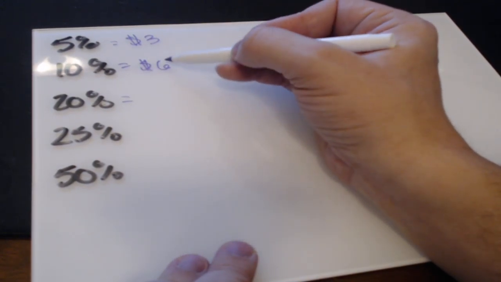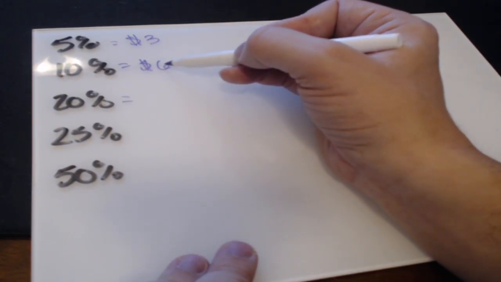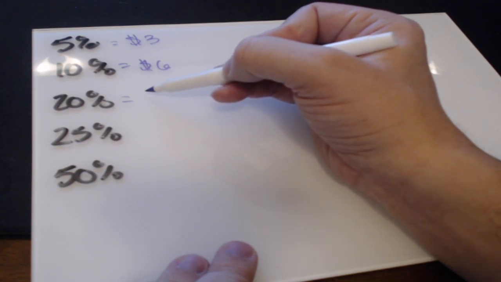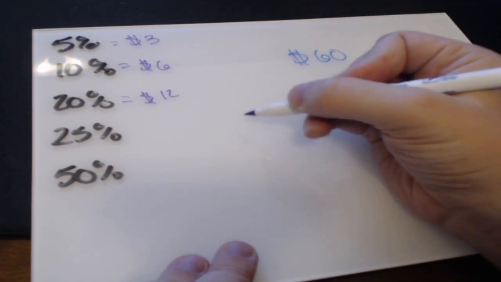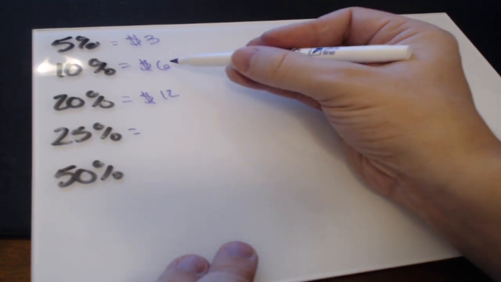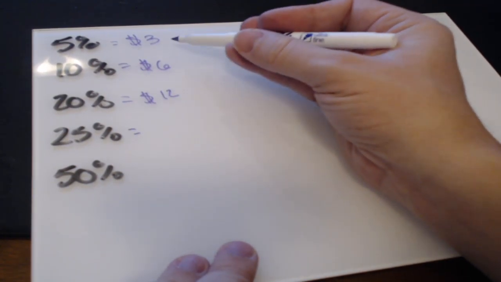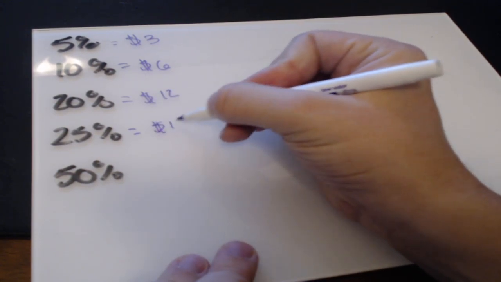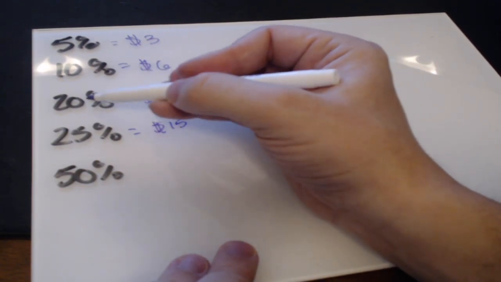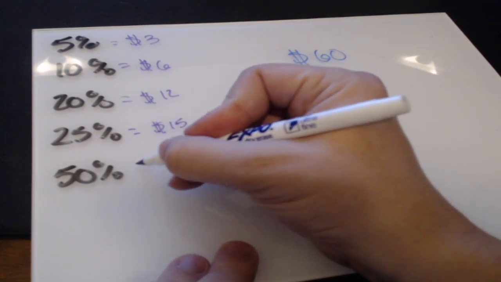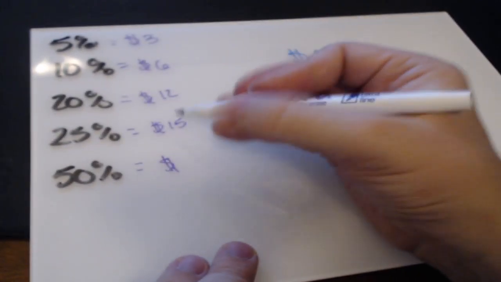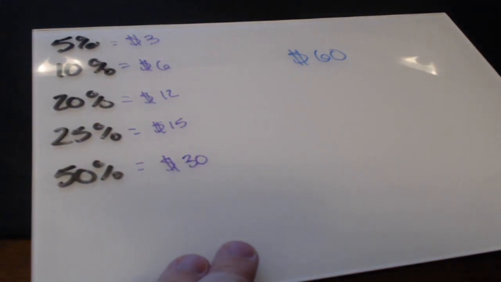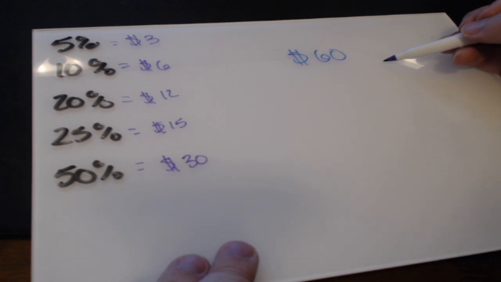20%, again, so to get 5%, I did half of 6. To get 20%, I say, well, what's 6 plus 6? That's 12. For 25%, I say, hey, what's 12 plus 3? 15, because I know what 20% is and 5%. And for 50%, I say, hey, what's 6 times 5? That's 30. All right, and I've figured out how much I would save if the product was $60.